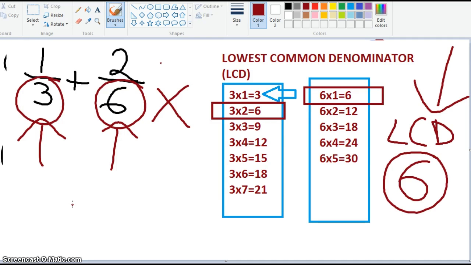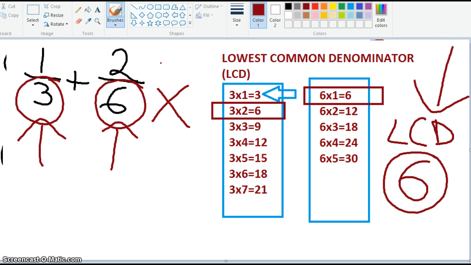Okay, so just to quickly recap, when I have fractions whose denominators are not the same, in this case 1/3 where the denominator is a 3, and 2/6 where the denominator is a 6, since 3 and 6 are not the same, I have to find the lowest common denominator. The lowest common denominator is the first number that is divisible by both 3 and 6, that in this case exists on both sets of the multiplication table.